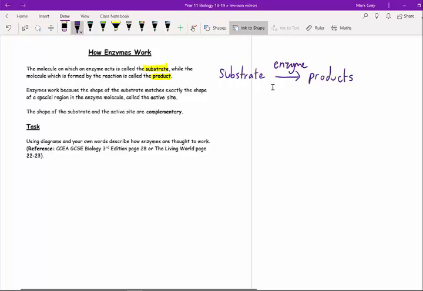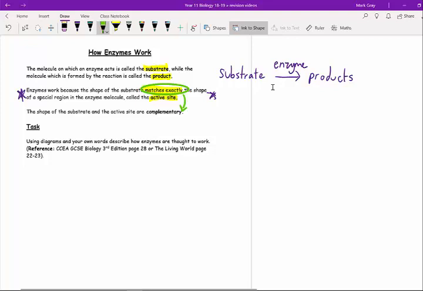Now, this bit is really important, and we're going to talk about this quite a lot in this topic. Enzymes work because the shape of the substrate matches exactly the shape of a special region in the enzyme called the active site. The way it matches exactly, we say that they are complementary. Now, let me draw you a wee picture, and we'll use all these little things in bold.